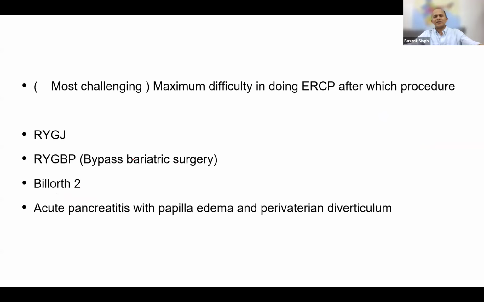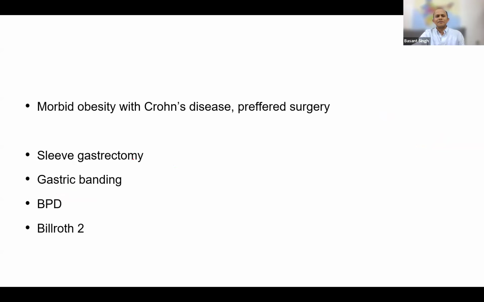Maximum difficulty in doing ERCP, even by gastric bypass. Okay. Morbid obesity with Crohn's, what is the preferred surgery? So the best surgery is sleeve gastrectomy because it has the least risk of malabsorption. Sleeve, yes, okay.